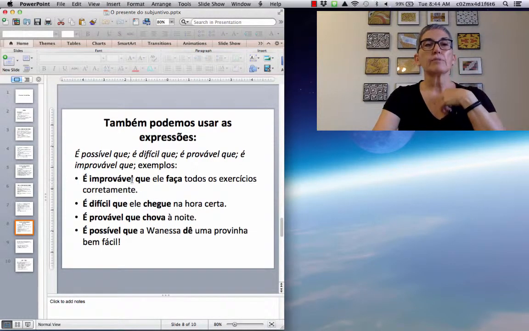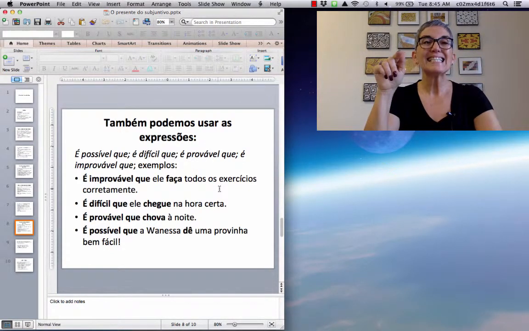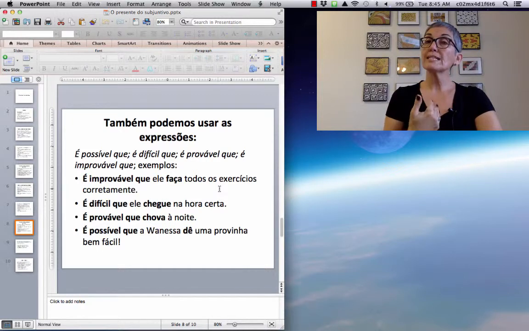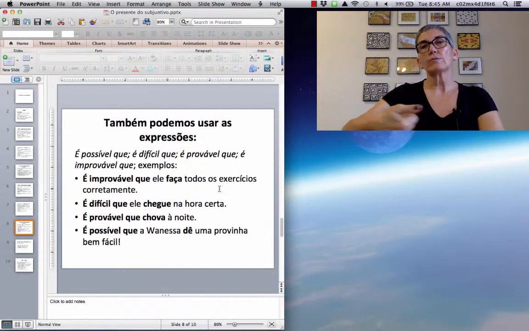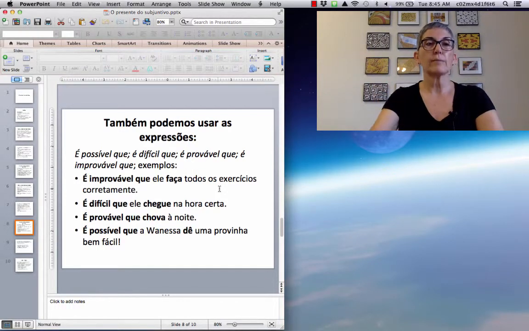So look at the examples. É improvável que ele... subjuntivo, ok? Que ele faça todos os exercícios corretamente. So, it's improbable that he do the exercises correctly, all the exercises correctly. So notice the verb fazer. So in the first person, eu faço. Take out the O, and it's an ER verb, so faça, faça, façamos, façam.